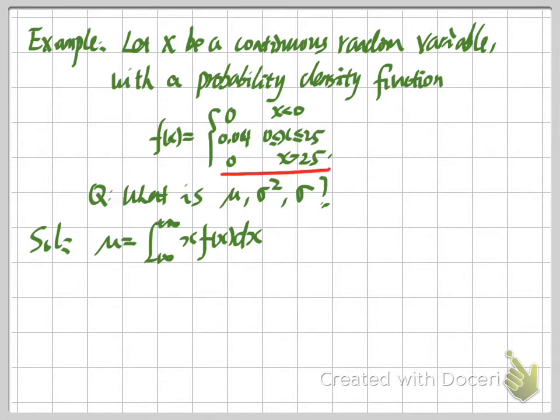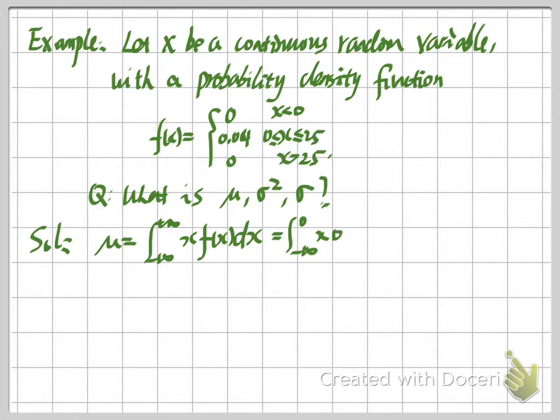And when the x value is larger than 25, this function will equal 0 again. So by this definition of our PDF, when we plug this into our definition of mean, we will find this integral from negative infinity to positive infinity, and we will divide it into three branches. These three branches are decided by our definition of the PDF.